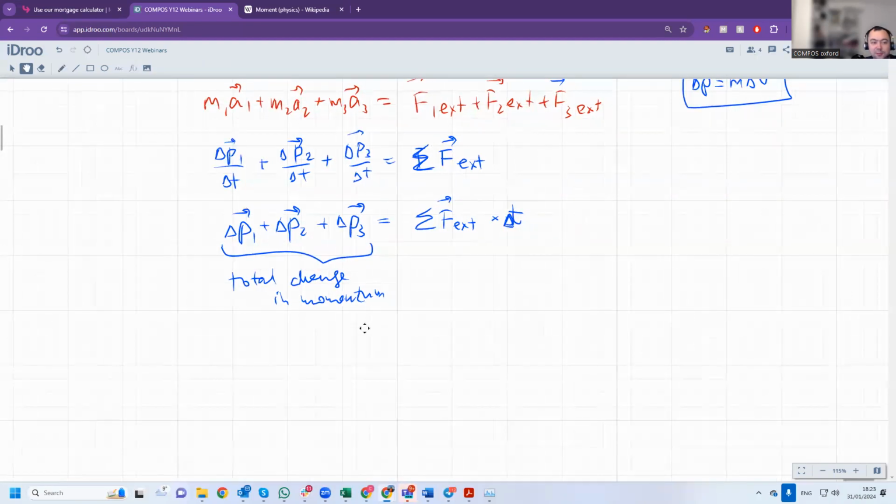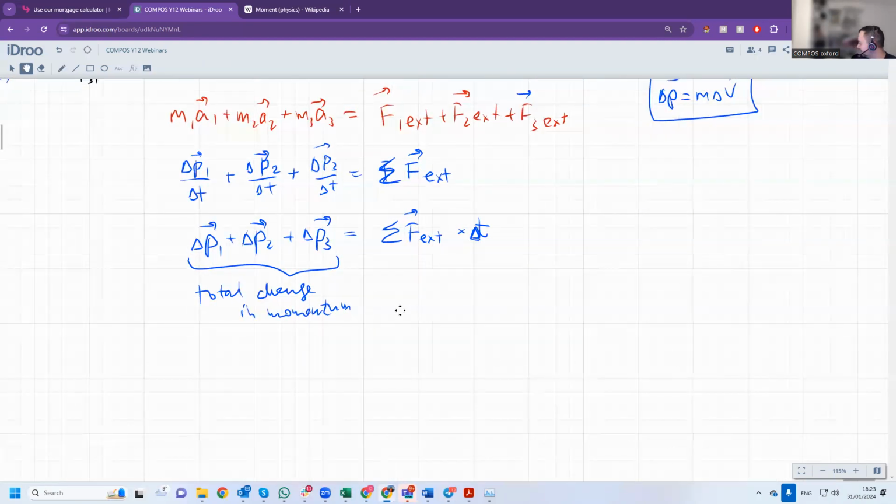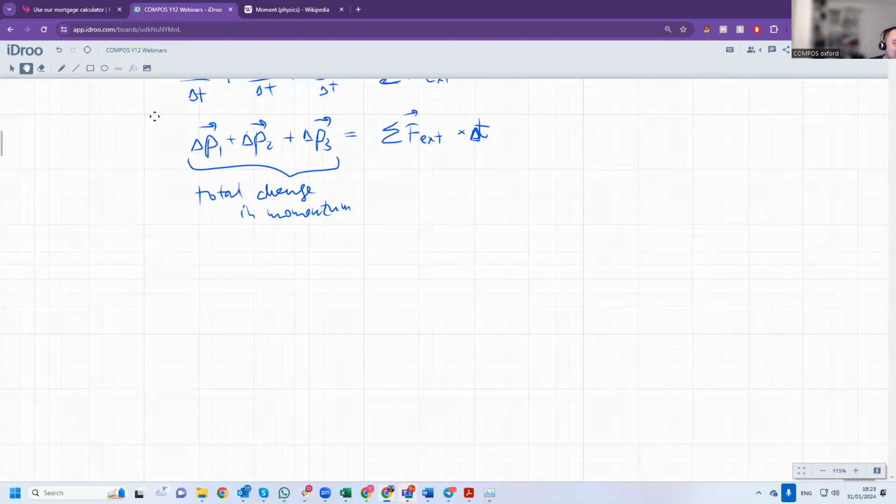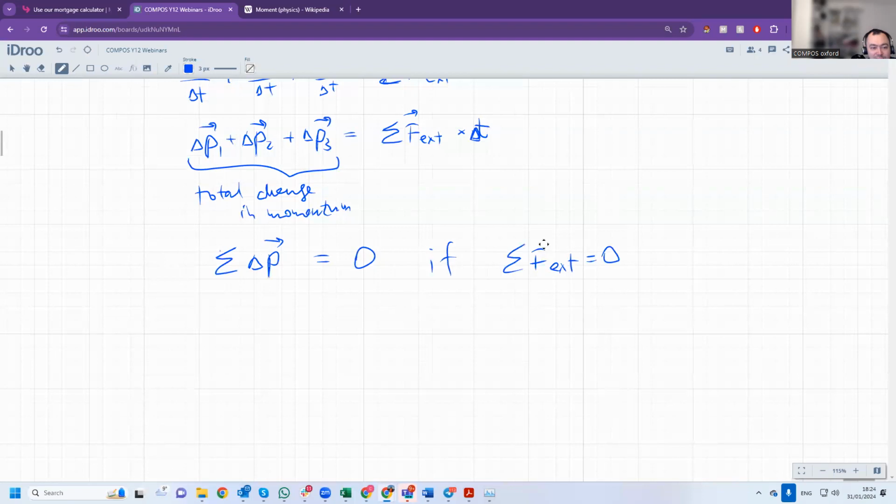And now we come to something exciting, or maybe the opposite. Maybe something very dull. The total change in momentum is equal to 0 if the sum of the external forces is 0, or each F external is equal to 0.